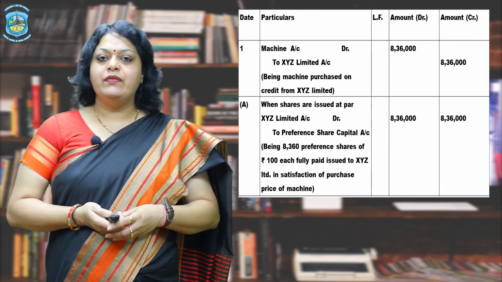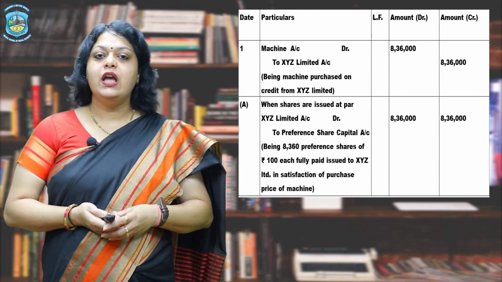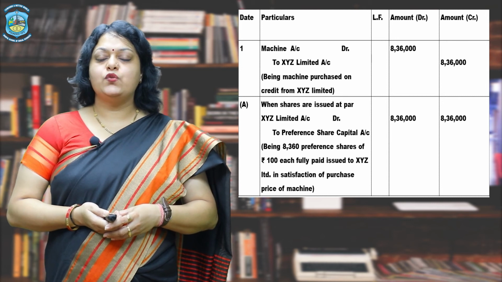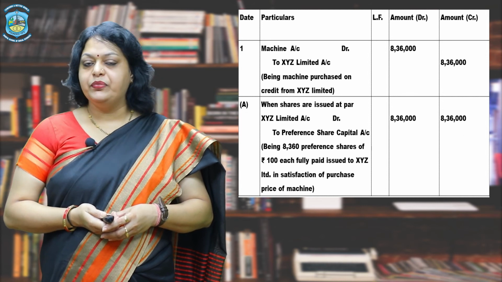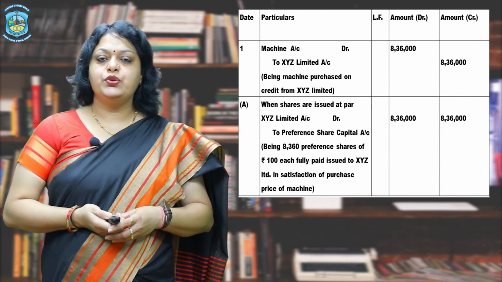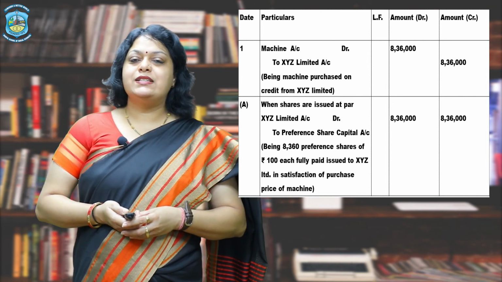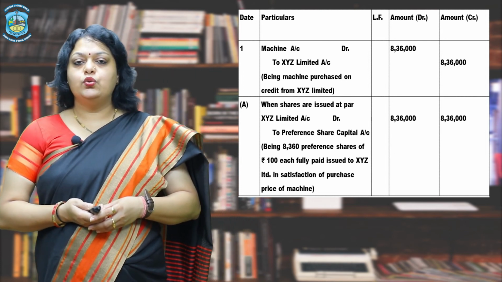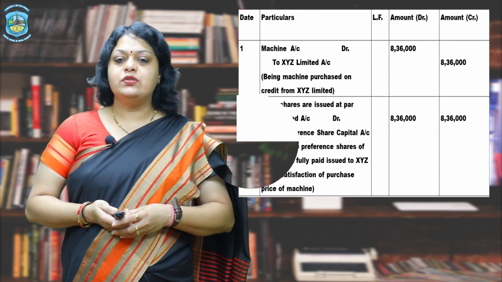First entry for both the conditions will be the purchasing of the machine. So, we have the entry sundry assets account debit to vendor. So, here we have the entry machinery account debit to XYZ Limited with the total amount of 8,36,000. Then we have the first condition, when the company Bihar Biscuit is going to issue the shares at par. So, we have the entry here XYZ Limited debit to equity share capital account, that is 8,36,000.